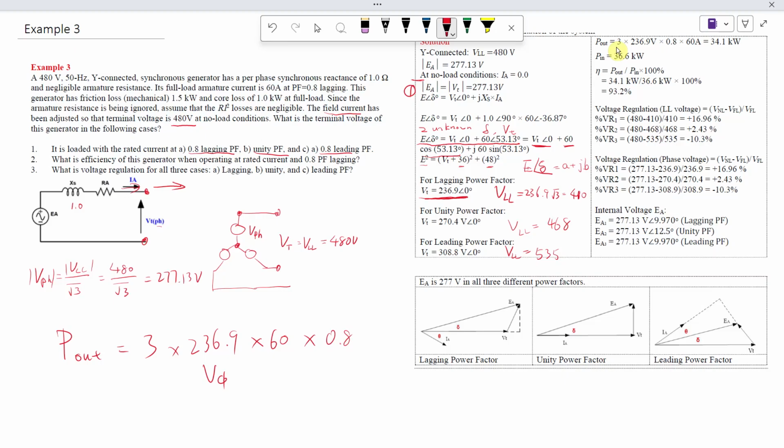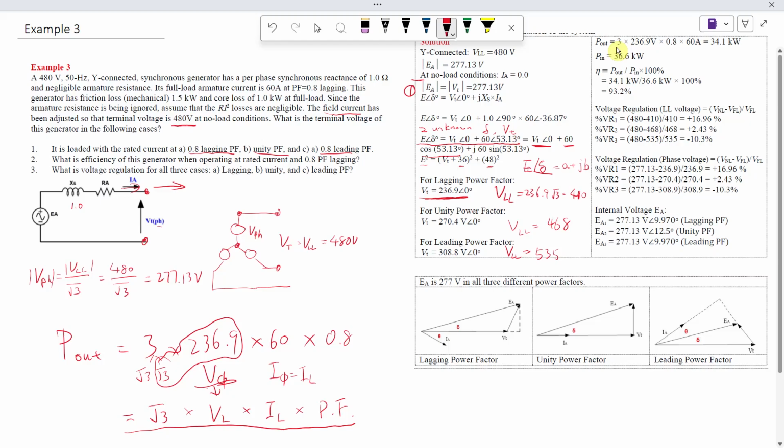Okay, and this I phase is equal to the I line. And if you remember that our universal equation is root 3 VL IL power factor, that exactly matches, because we can split the 3 into root 3 and root 3, combine one root 3 with the phase voltage and convert it to a line voltage, and that's what is left. So you get exactly the same equation. So we said this one is universal: no matter whether it's delta connection or Y connection, you can always use this one.